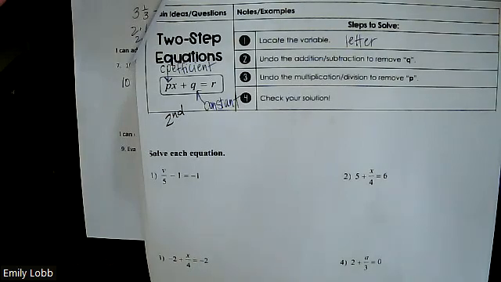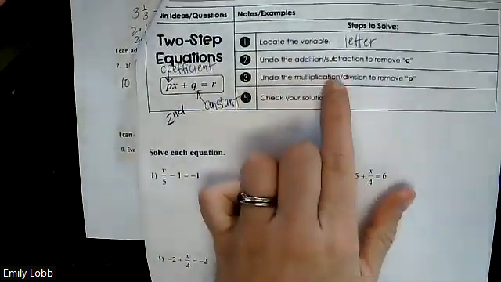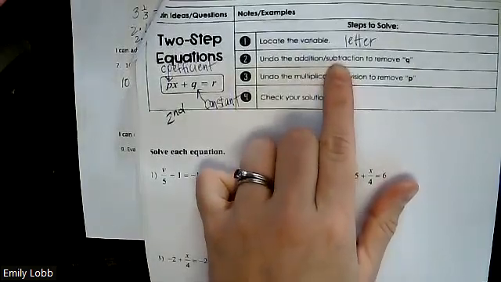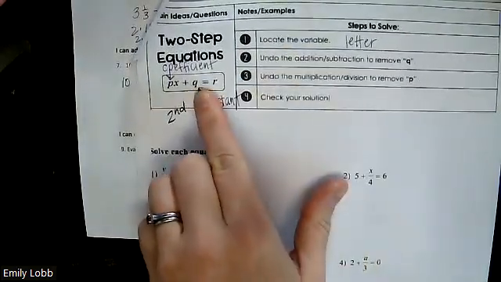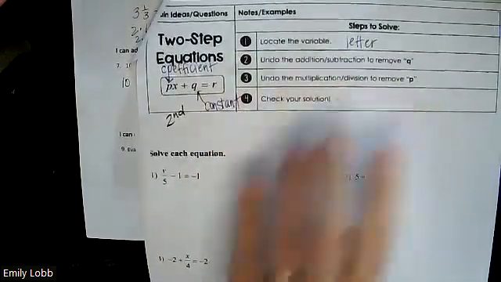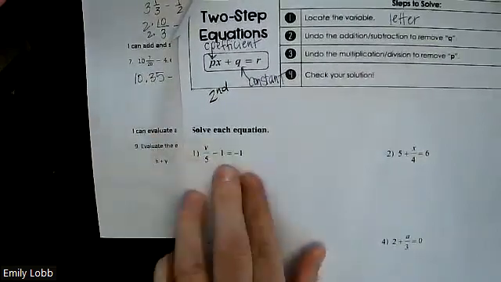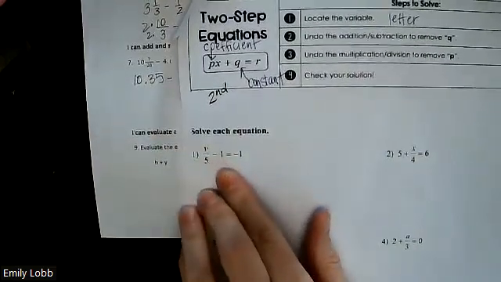All right, here's the deal. We are still doing the same couple of steps, right? So we're still going to add or subtract to remove our constant, and then we're going to multiply or divide to remove p. It looks like today we're going to be multiplying, but let's see. First, we have to add or subtract.